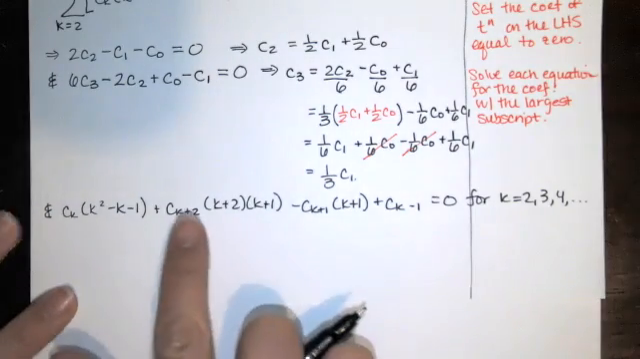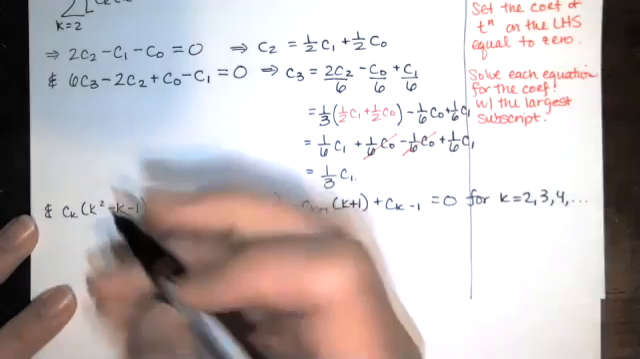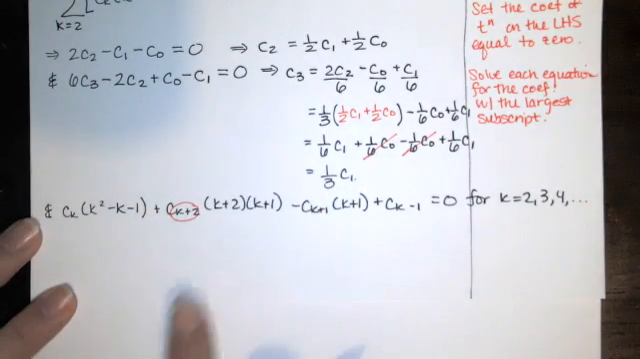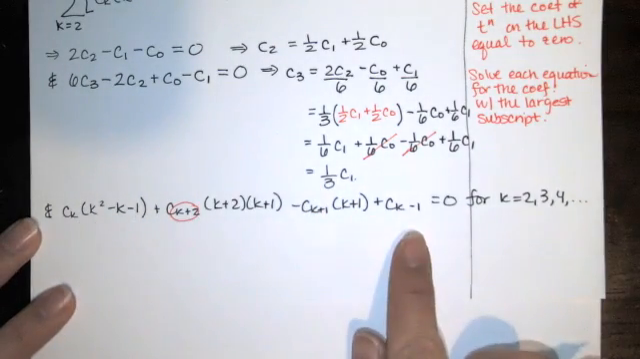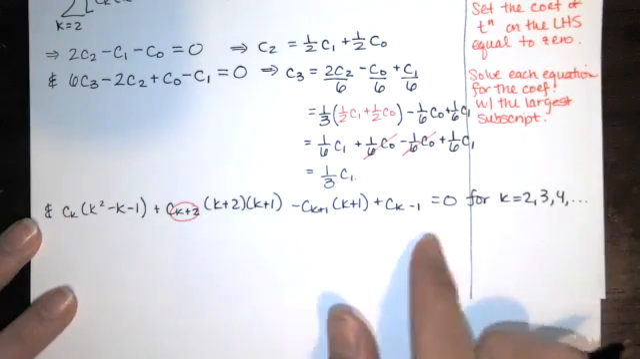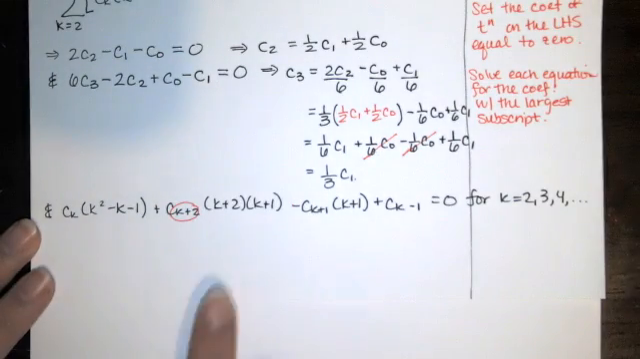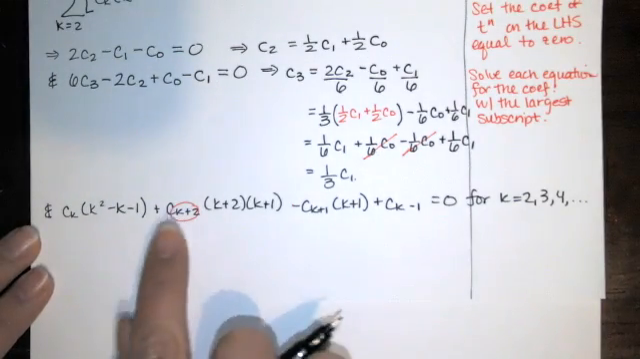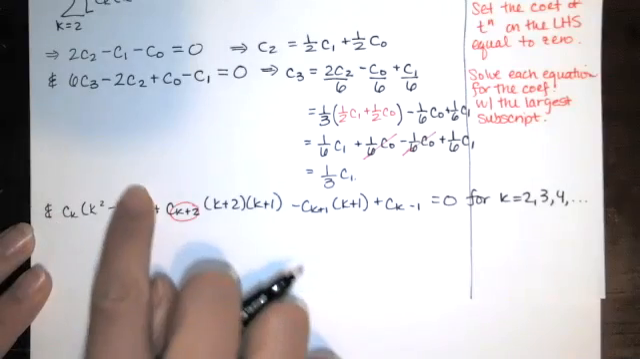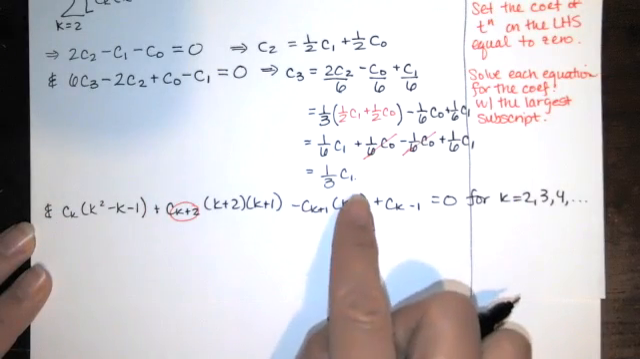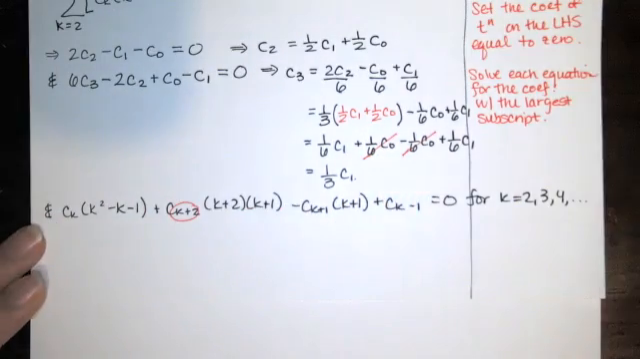Okay, again, we want to solve for the one with the highest coefficient. K plus 2 is the largest coefficient on that list. It's bigger than k plus 1, k minus 1, and of course k. So we want to get this by itself. In order to do that, we're just going to subtract this from both sides, add that to both sides, and subtract that from both sides.